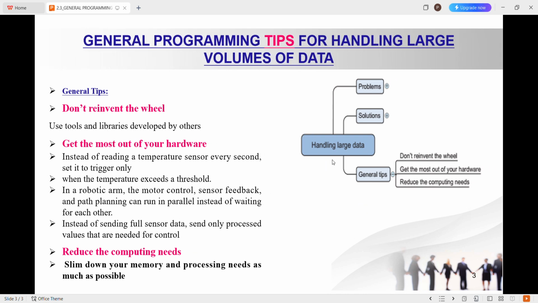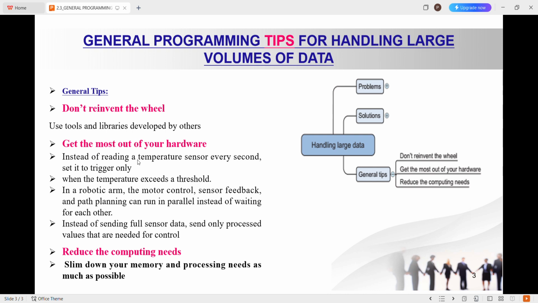So whenever I say handling large data, the general tip would be: don't reinvent the wheel. Get the most out of your existing hardware and reduce the computing needs as much as possible. When I say don't reinvent the wheel, it is nothing but using exhaustively and effectively the tools and libraries which are developed by others. The next topic is get the most out of your hardware. So whatever hardware is present, use it wisely.